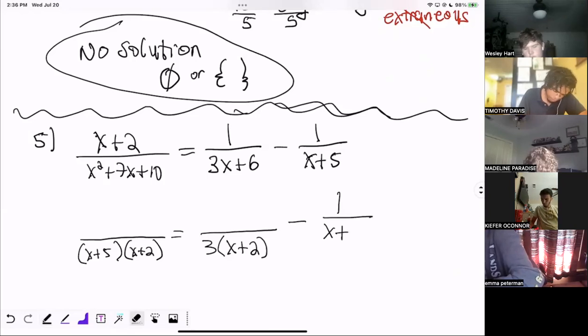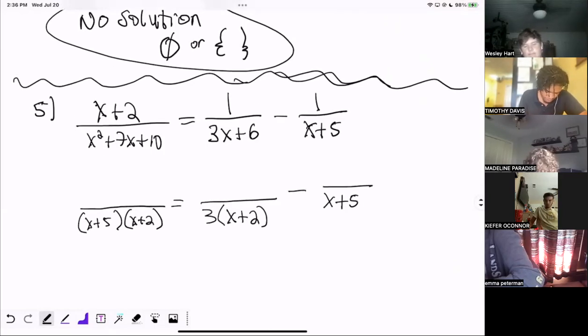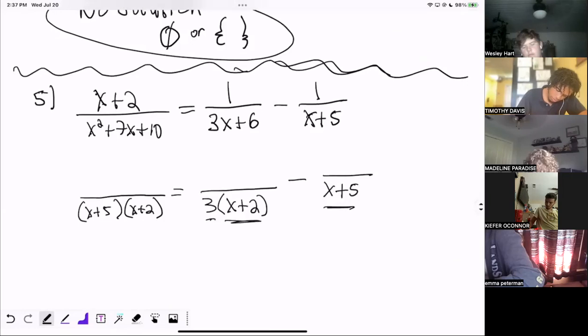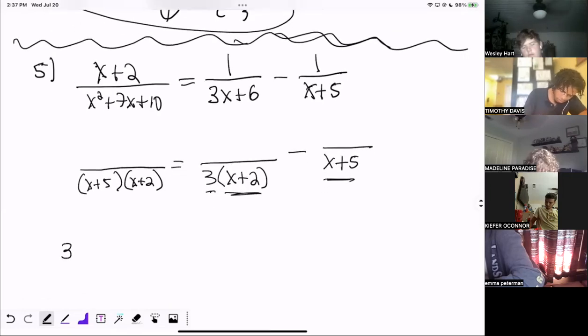Oh, I don't want to put the 1 yet. Hold on. I can put the numbers, but I'm not going to, because I'm going to fix it. All right, so what's our greatest common factor? Well, I have x plus 5, I have x plus 2, and I have a 3. So our common denominator is going to be 3. Actually, I told myself I was going to fix it. 3, that's my common denominator. 3, x plus 5, x plus 2.